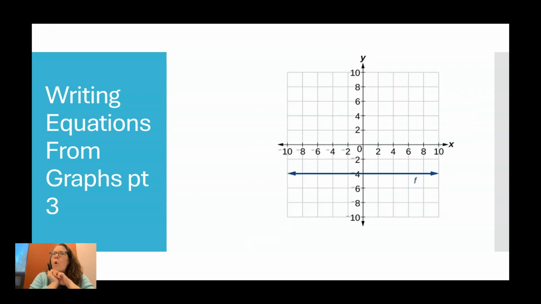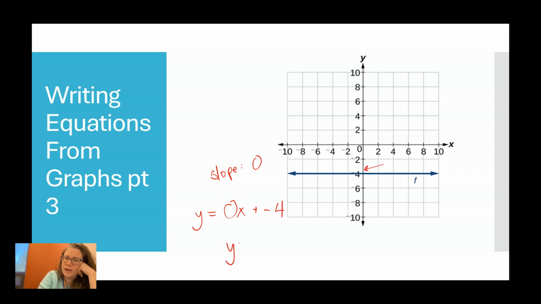Here we have a horizontal line. Remember, these are always 0 slope. So you could write it as y equals 0x plus, where does it cross? Negative 4. But you can also just write it as y equals negative 4. Horizontal lines are always going to be y equals a number.